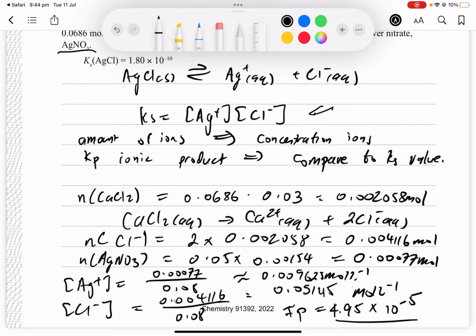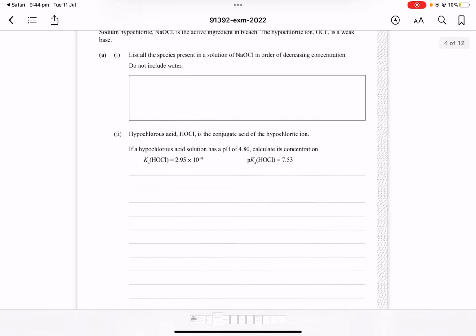Okay, so it's the same conclusion there. Because IP is still greater than Ks, we expect the solid of AgCl to be forming. So in terms of that, it is the same answer. Okay, so sorry about that. Apologies about that delay. If we can get back into question number 2.